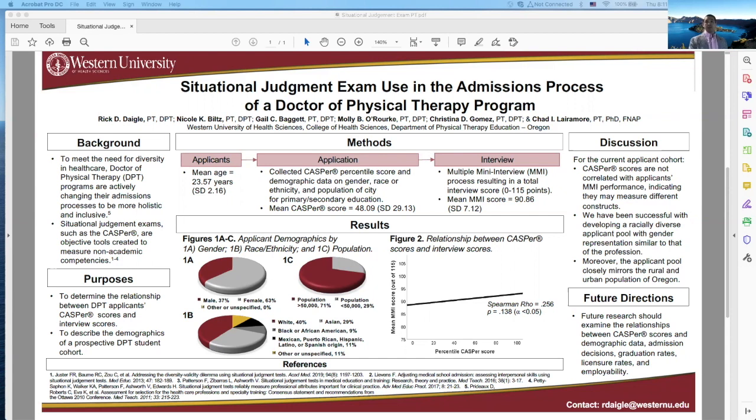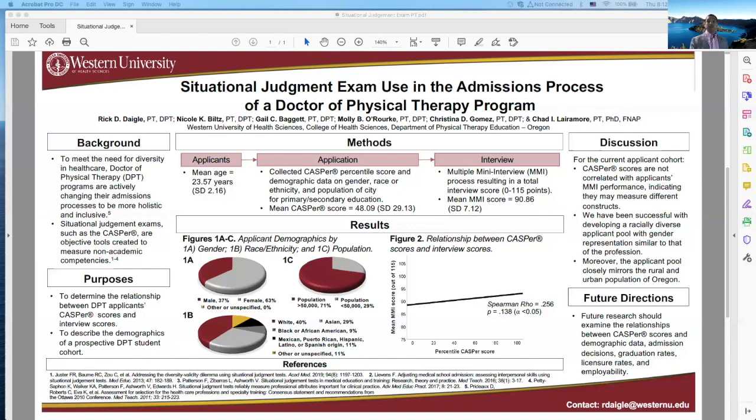It's interesting to note that our efforts to increase diversity appear to be fruitful. Only 40% of our applicants identify as white, while nearly 30% identify as Asian, 11% from Hispanic, Latino, or Spanish culture or origin, 9% identify as Black or African American, and the remaining 11% from Native American, Pacific Islander, or other origins.